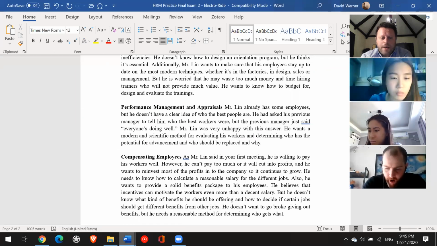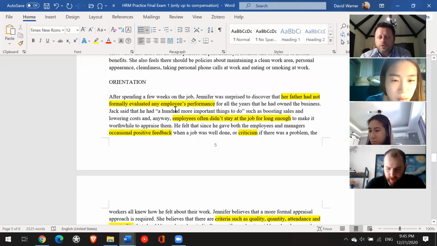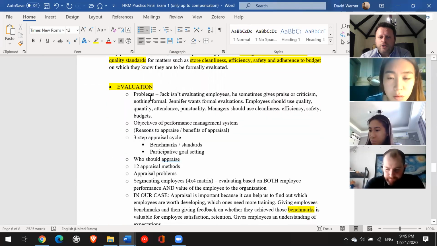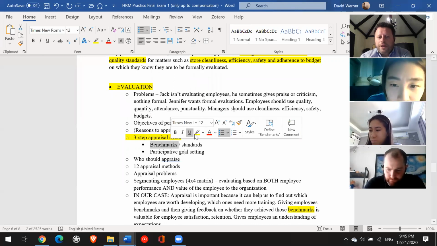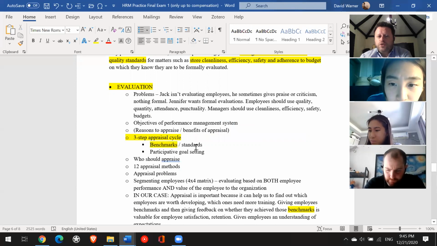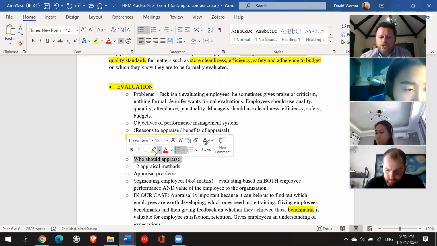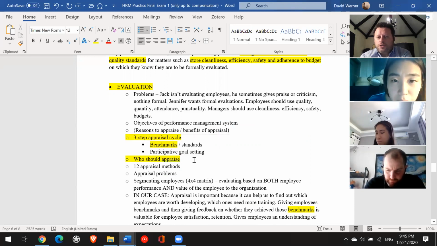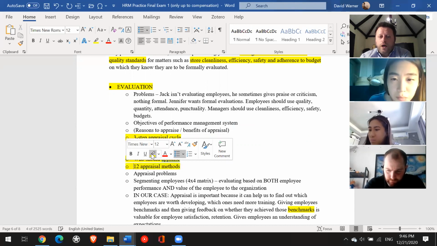Obviously, we are talking about evaluations. So for evaluation, I expect you to know the 3-step appraisal cycle and understand how important benchmarks are, that benchmarks are really critical. I expect you to understand who should appraise. Should it be peers? Should it be customers? Should it be 360 degrees? Should it be managers? I expect you to understand the 12 appraisal methods.